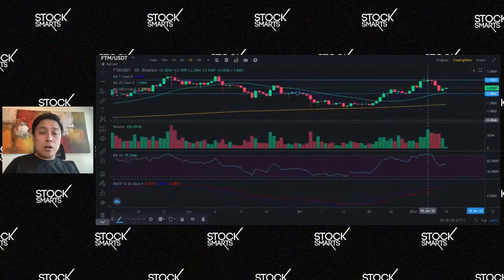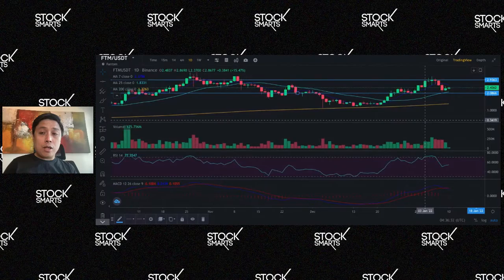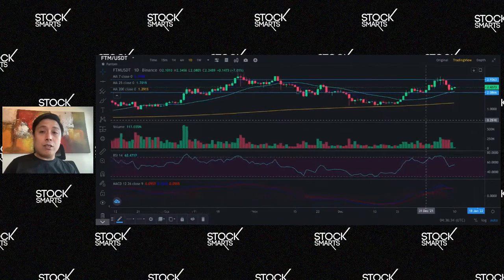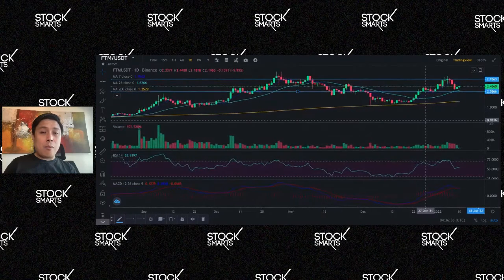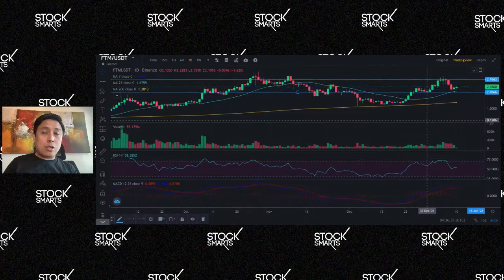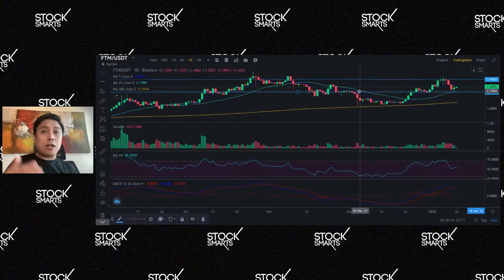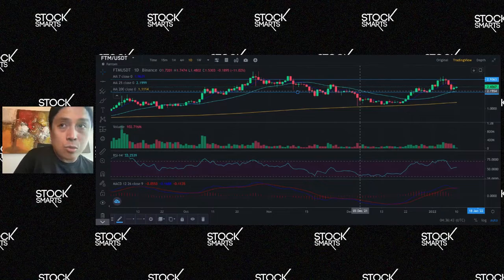Unlike the majority of the coins that we talked about, FTM did not hit oversold levels, meaning selling happened, but it wasn't as pronounced and fast as the other coins and tokens that we actually discussed as well.